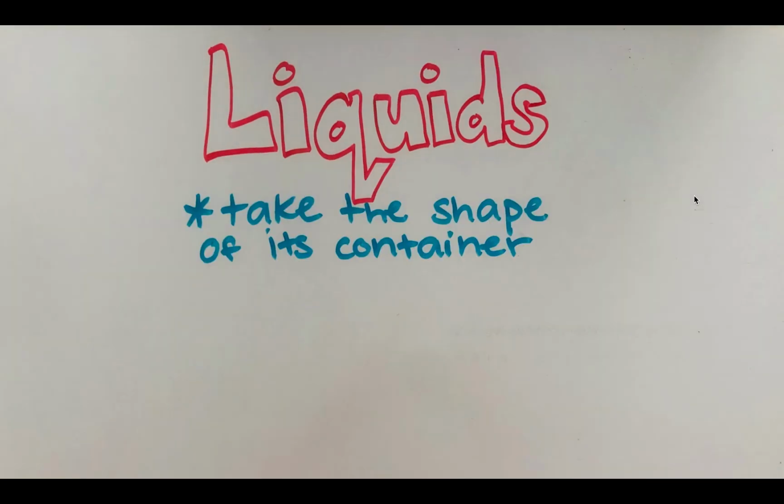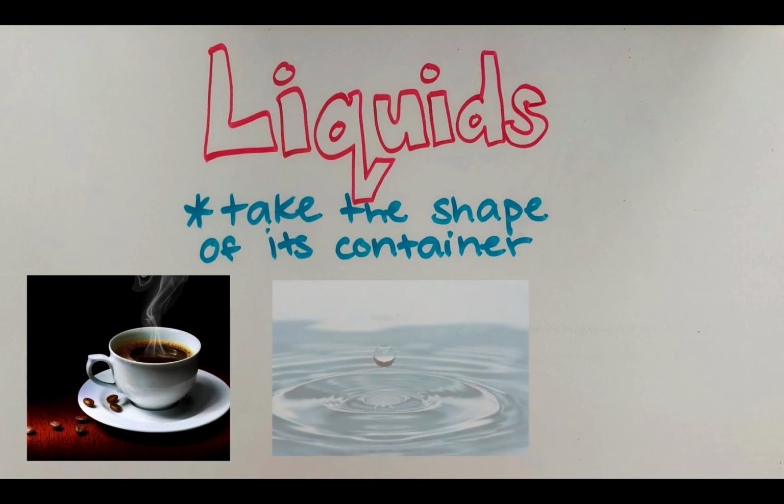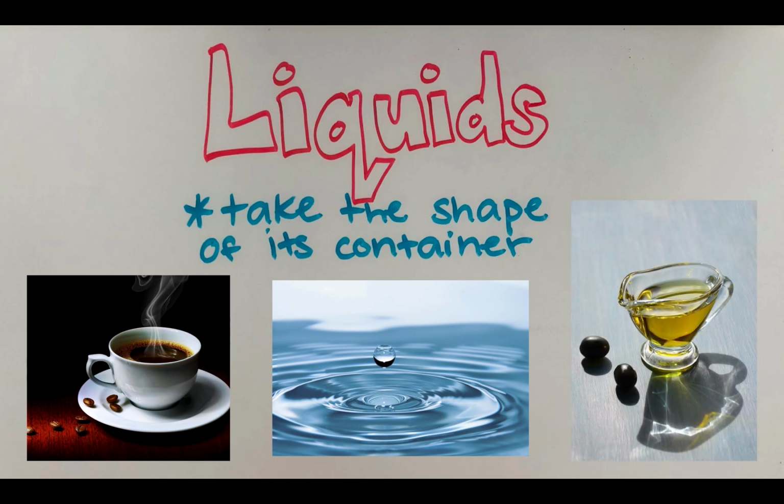Liquids. Liquid matter is made of more loosely packed particles. It will take the shape of its container, and the particles can move about within the liquid, but they are packed densely enough that the volume is maintained. Some examples are coffee, water, and olive oil.